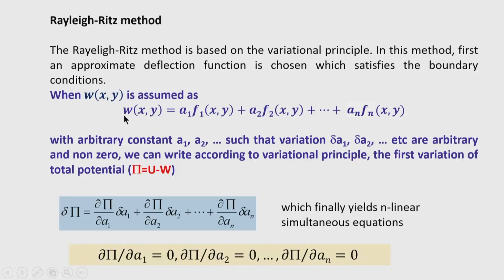Here you can see that the deflection function is assumed in the form of a series. That means, I can take f1, which is a function of x and y, and also f2, a function of x and y. These functions are in the form of a series. One can take a polynomial expression or a trigonometric expression. In both cases, the formulation can be done.